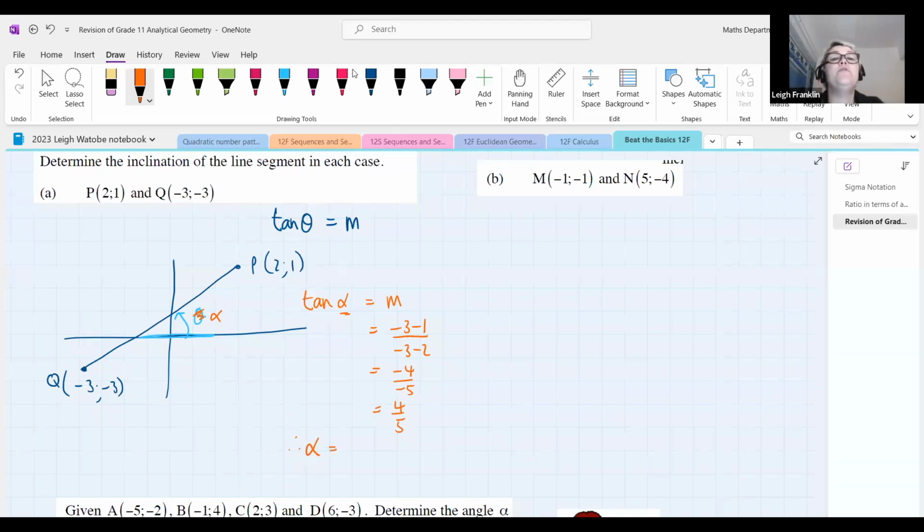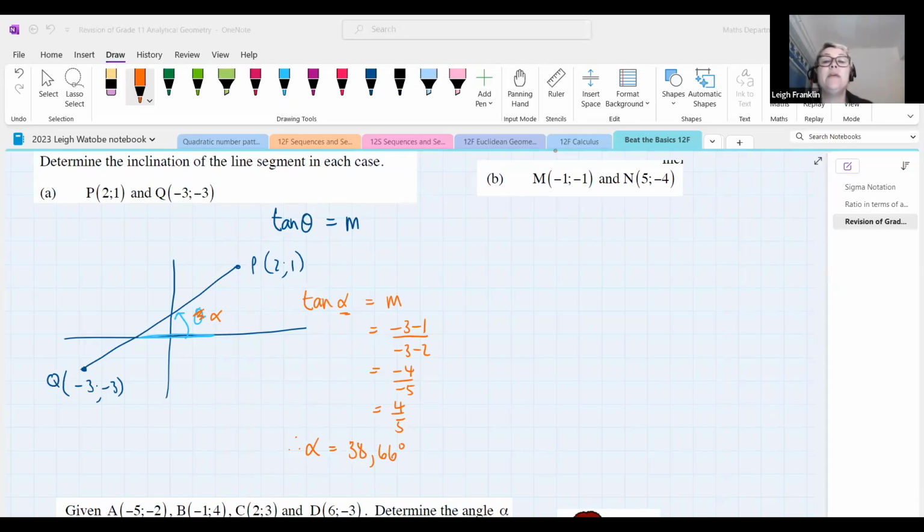Okay, so are the rest of you getting the same value? Are you getting 38.66 for alpha? Lovely. Cool.